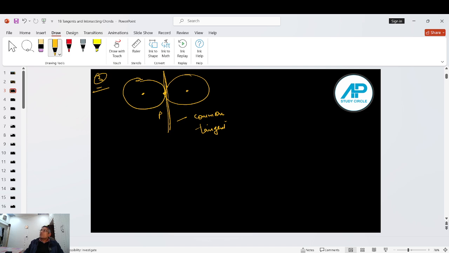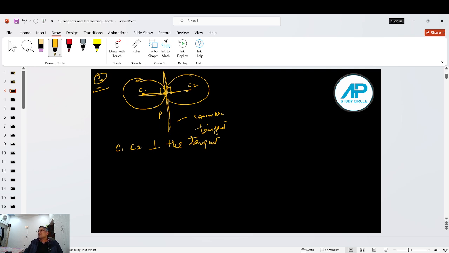And when I join these two centers, the line joining the two centers of the circles in contact at one exterior point is always perpendicular to the common tangent. There's a common tangent here. So C1C2 is perpendicular to the tangent. Please understand and remember this.